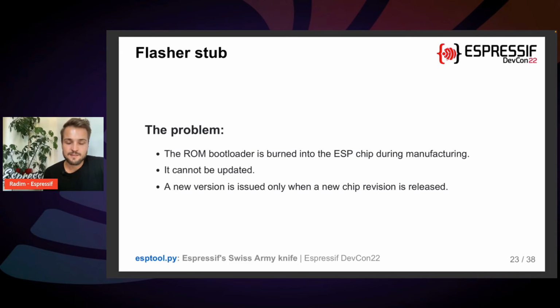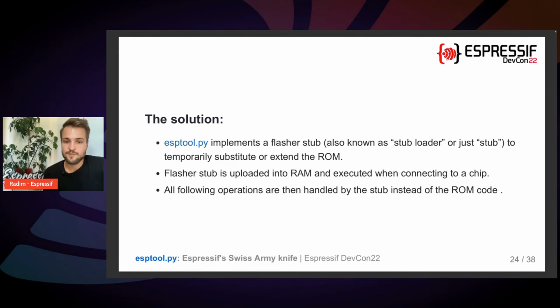That's why we have a solution called the flasher stub. esptool actually implements a flasher stub to temporarily substitute or extend the ROM. This flasher stub is uploaded to the RAM of the ESP chip and executed when connecting to the chip. And what happens next, that all following operations are then handled by the flasher stub instead of the ROM code.